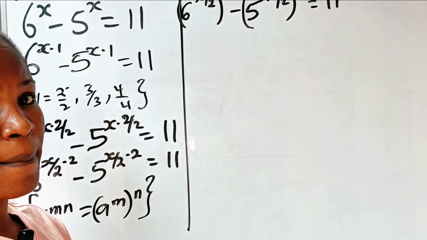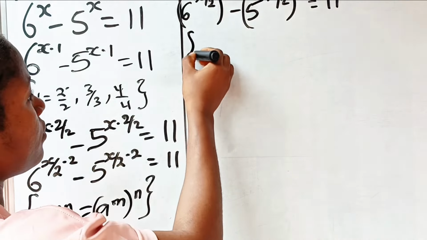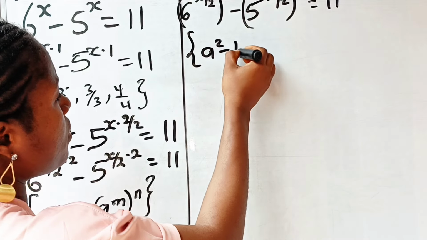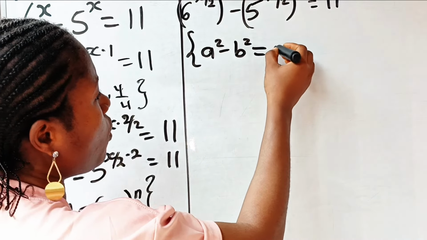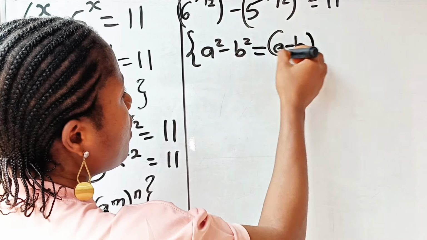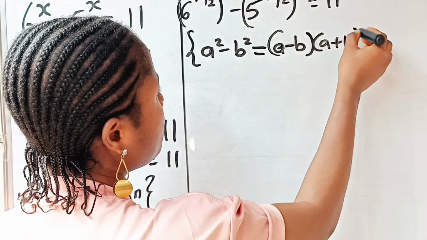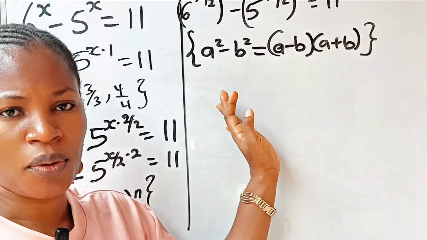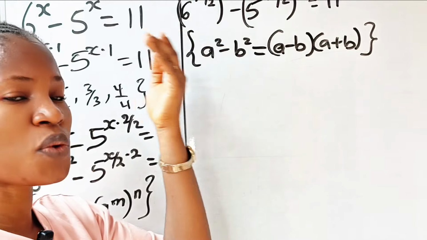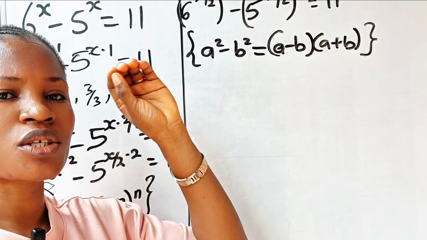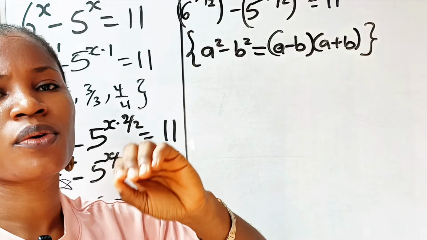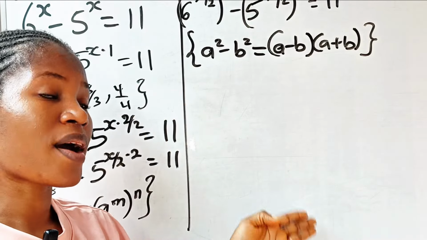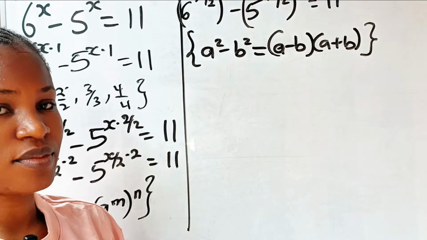Now, remember that a squared minus b squared is equal to a minus b multiplied by a plus b. Now, we pay attention from here because the decision we are about to take now is actually going to affect the results we are going to get, whether we are going to get the right one or the wrong one.